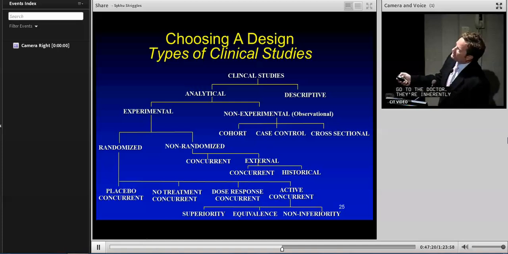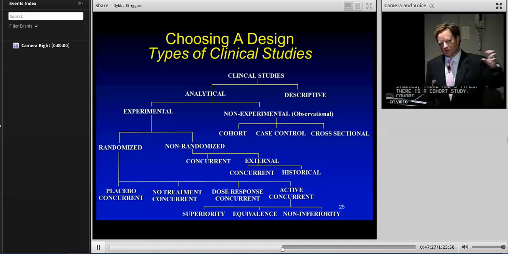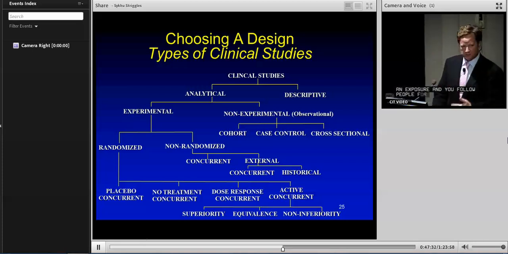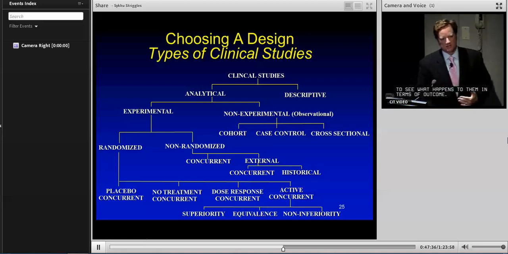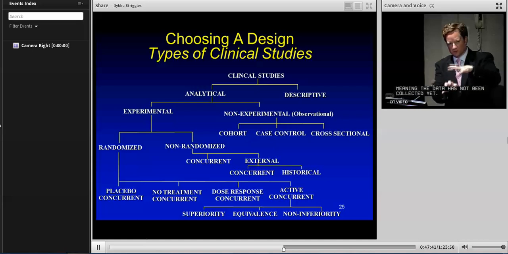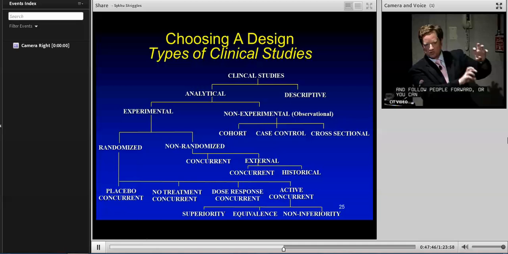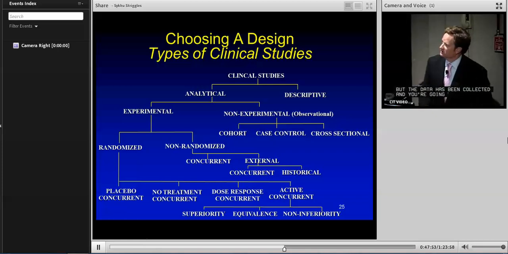In terms of non-experimental studies, there are three different types. There is a cohort study, and in a cohort study, you start off with an exposure and you follow people forwards in time to actually see what happens to them in terms of outcomes. You can actually do this either prospectively, meaning that the data hasn't been collected yet, and you start off with the exposures and follow people forwards in time, or you can do a retrospective cohort study, meaning you're still starting off with the exposure, but the data's already been collected in the medical records, and you're just going to go back and look for that exposure and see what happened to people in time.